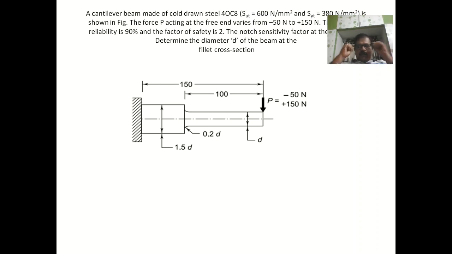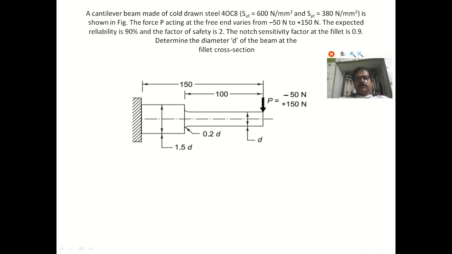Once again, we will recap the solution of this example. Here we have a bar of two different cross sections, a load of minus 50 to plus 150 applied at the free end, and the length is 100 mm for a diameter D, and the next 50 mm has a diameter 1.5 D. The junction has a curvature 0.2 times the smaller diameter small d. The material is cold drawn steel with ultimate strength 600 and yield 380, and we have to find the smaller diameter small d by applying reliability 90%, a factor of safety, and notch sensitivity factor 0.9.